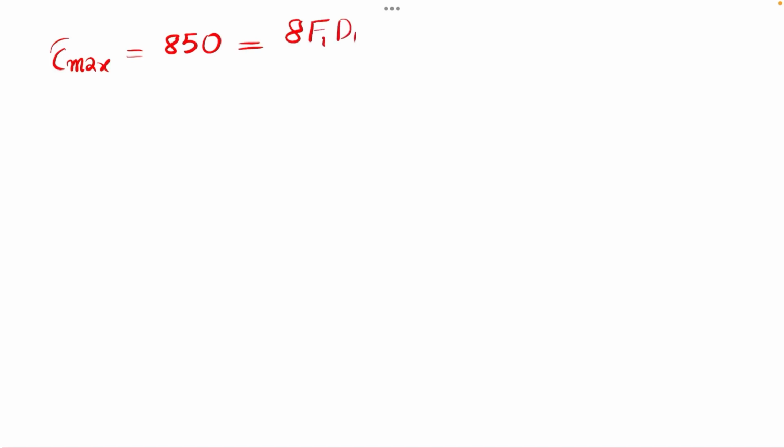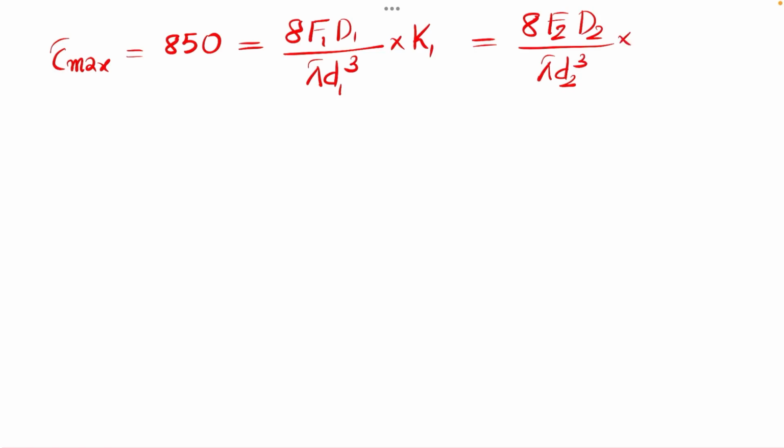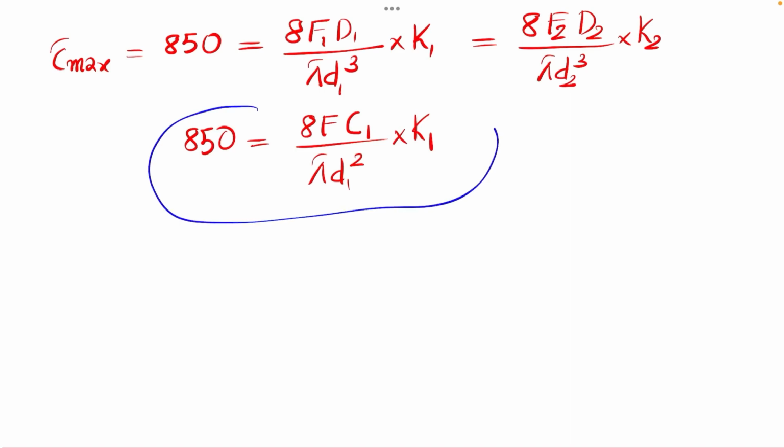Tau max is equal to 850 megapascal, and we have the expression for this one, which is 8 F1 D1 divided by pi d1 cube into K1. The same can be equated for the second coil also, that is the inner coil, 8 F2 into D2 divided by pi into d2 cube into K2. So here I can rewrite this as 8 into F1 into C1 divided by pi into d1 square into K1. I will be taking this expression first, 850, for finding the value of diameter.